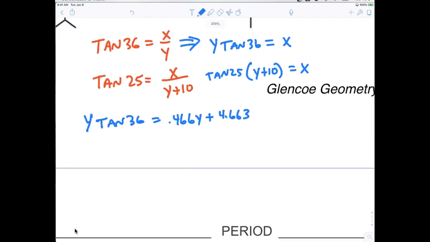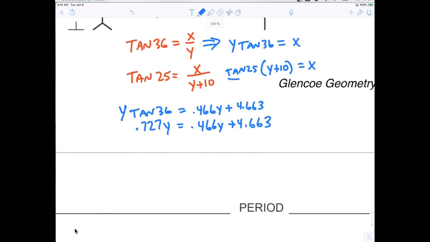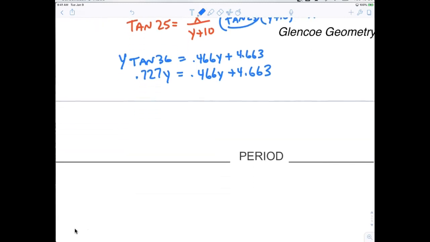Okay. So now, here's where we have that equation, right? Now I need you to do tangent of 36 to 3 decimal places. 0.727. 0.727y is equal to 0.466y plus 4.663. Everybody's agreeing? Okay, so why is it 4.663? What'd you multiply by 10? When I distributed this right here, buddy. Okay. So now, do the subtraction. Can somebody tell me what that is? 0.260y is equal to 4.663. So somebody tell me y is about what?